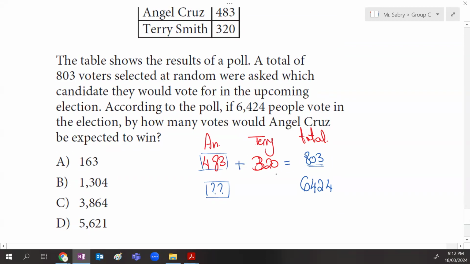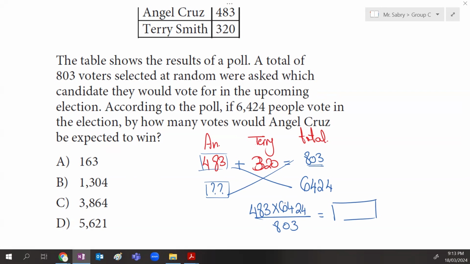So now if I'm getting Angel, I'll just cross multiply. I'll say 483 multiplied by 6424, and then divide that by the 803. That will get you the correct amount that goes for Angel. I think it's 3,000 something, I'm not sure. Let me calculate. 3,864. If I wanted Terry, I would have cross multiplied by the amount of 320.